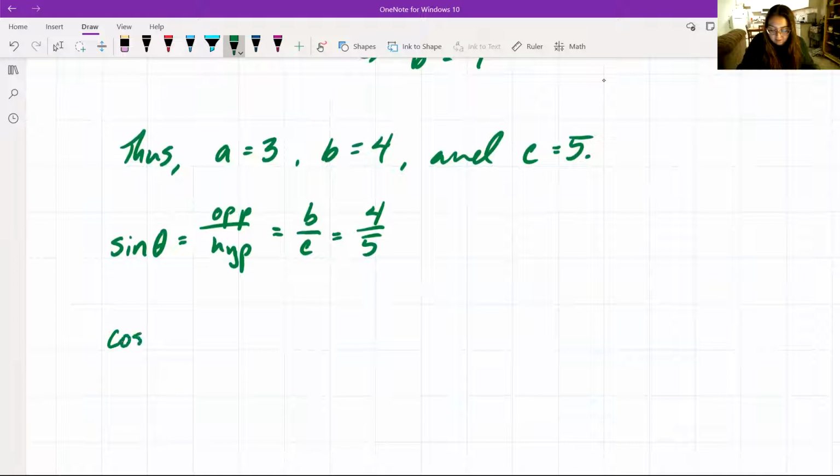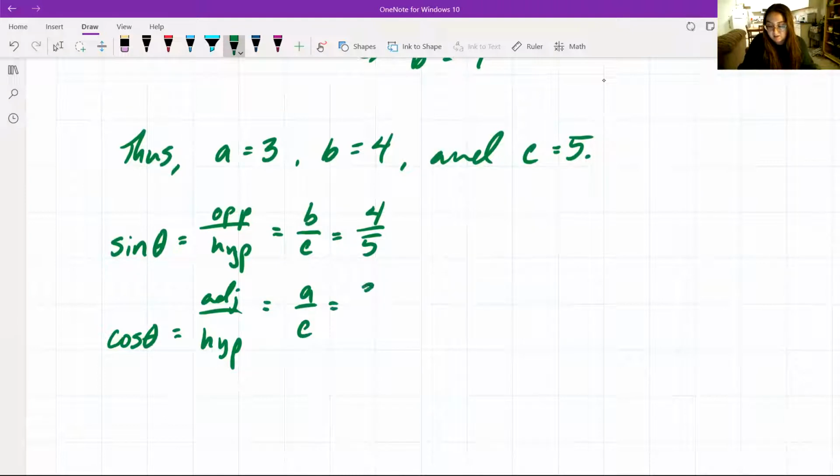Next, we have cosine of theta. Cosine of theta is adjacent over hypotenuse. So we have adjacent over hypotenuse, which in our case is going to be A over C, which is 3 over 5.